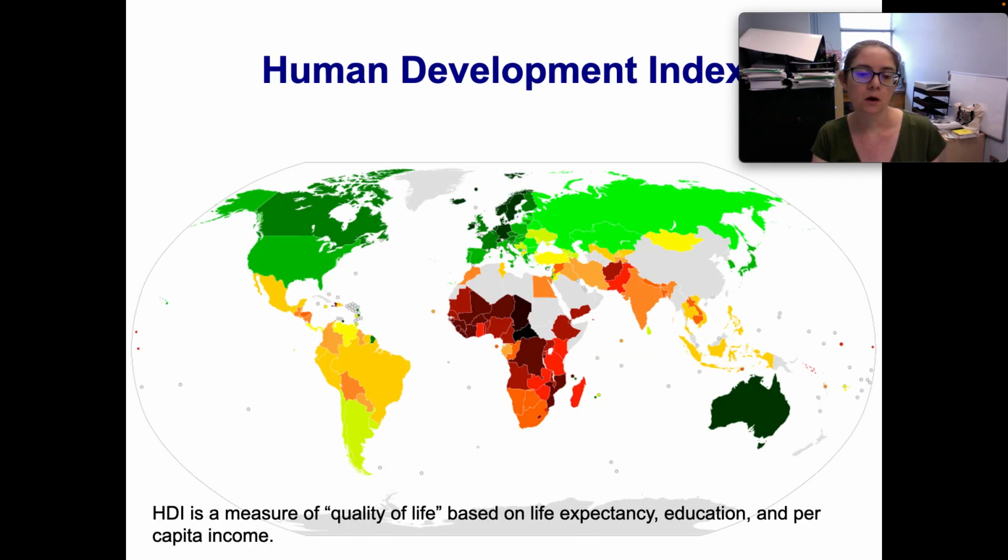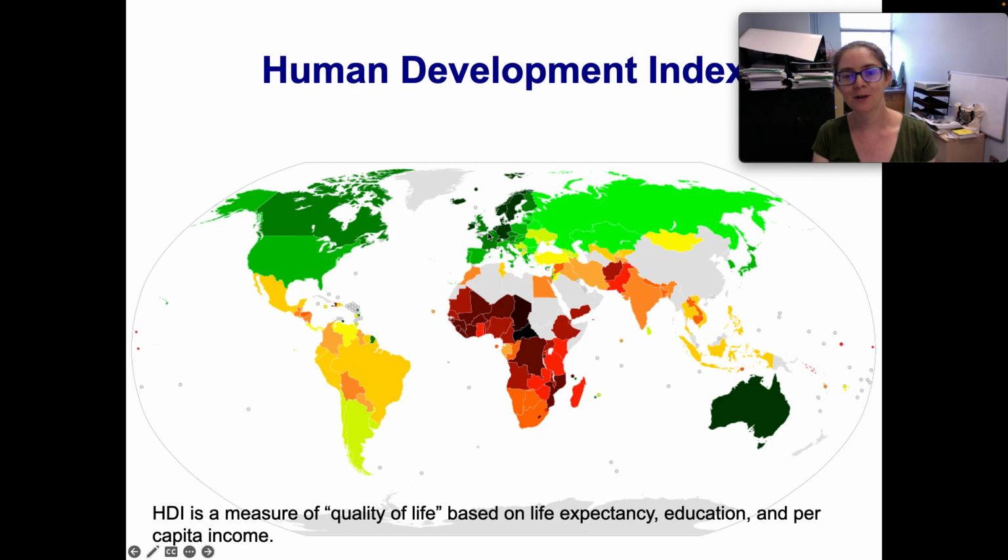Okay, so another important thing to think about is the quality of life. There was an index developed called the Human Development Index that is a measure of quality of life of the people in the country. It is based on a number of different measures, but some key ones are life expectancy, how educated the population is, and the per capita income. And so we see this varies widely among different countries.